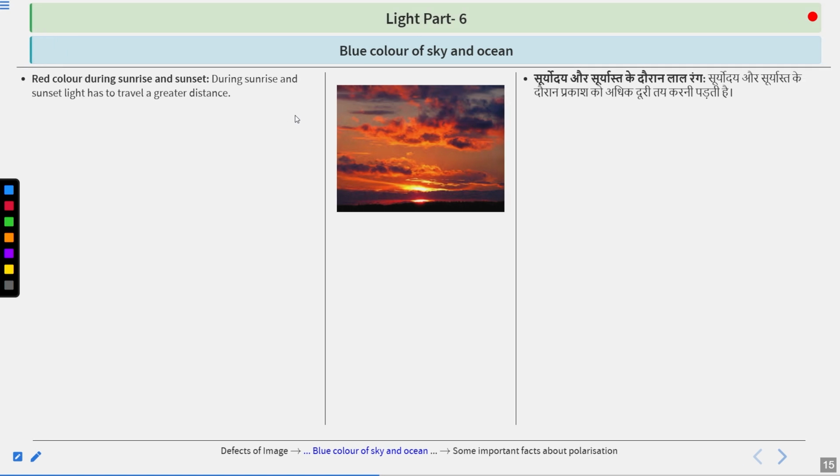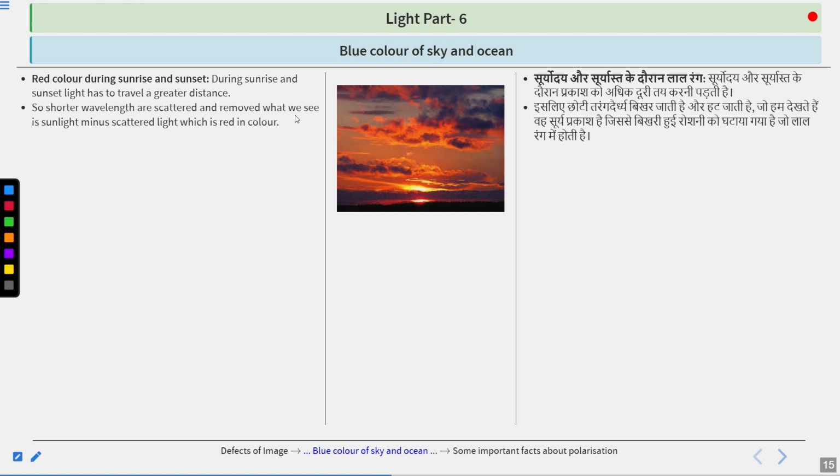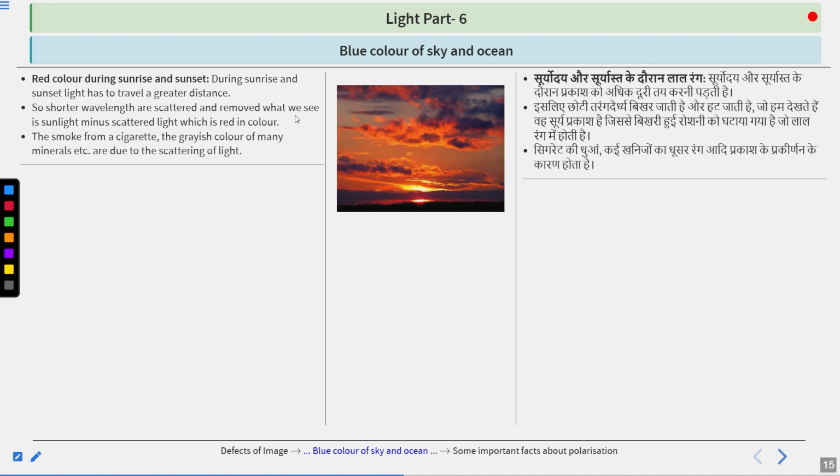Red color during sunrise and sunset. During sunrise and sunset, light has to travel a greater distance. So shorter wavelengths are scattered and removed. What we see is sunlight minus scattered light, which is red in color. The smoke from a cigarette, the grayish color of many minerals, etc. are also due to the scattering of light.